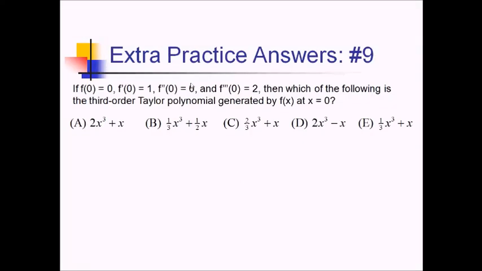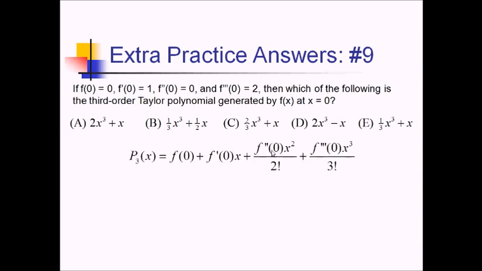For this problem, we have all sorts of information about the function f at x equals 0. Based on that, we want the third order Taylor polynomial generated at x equals 0 for f of x. Okay, so I'm going to write out my general Taylor formula here, just going out to 3 derivatives because they said third order. So I got f of 0, f prime of 0 x, f double prime of 0 x squared over 2 factorial, and f triple prime of 0 x cubed over 3 factorial.